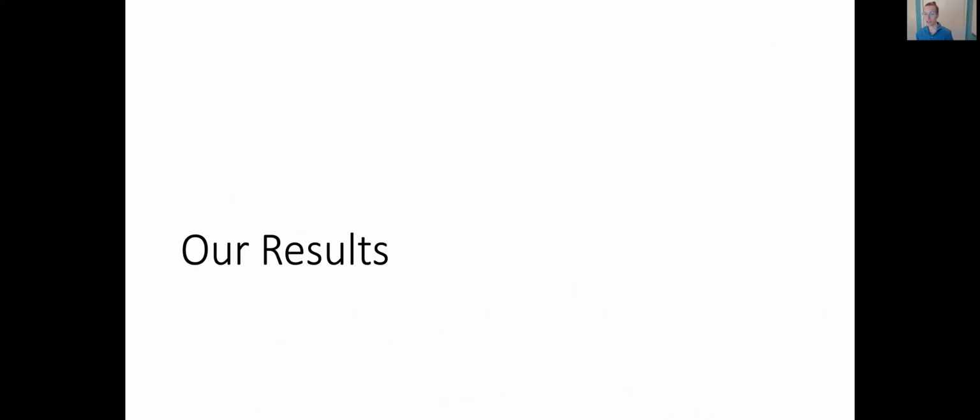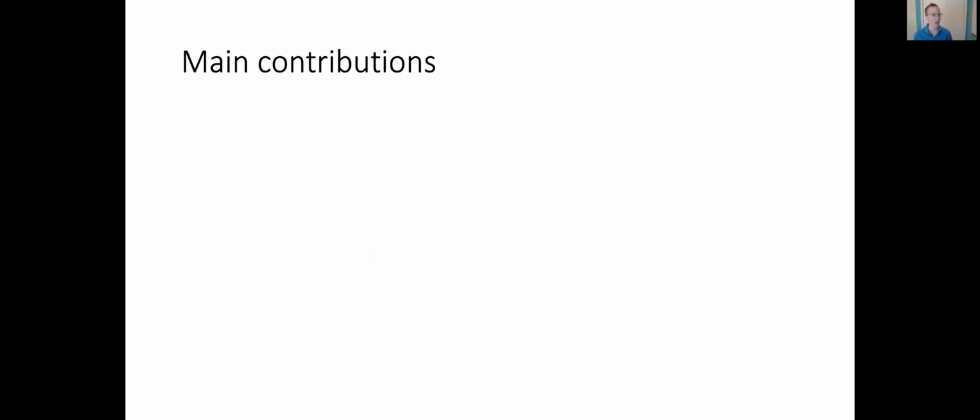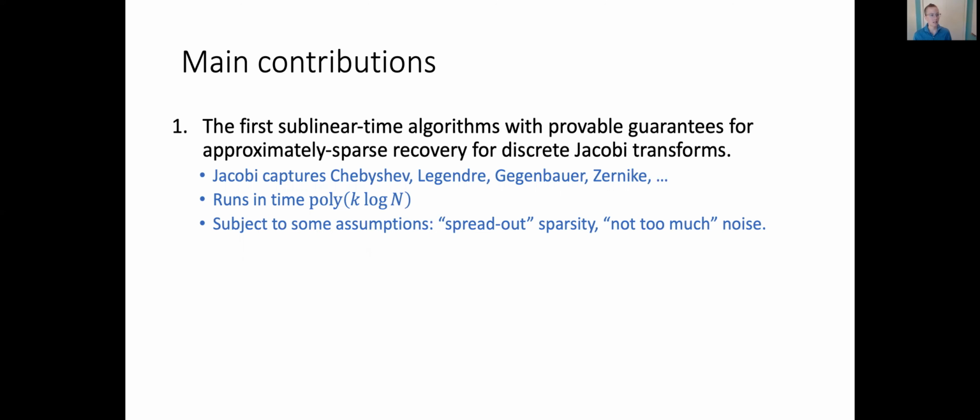So what are our results? I'm first going to list our contributions at a high level, and then I will go through and state slightly more formal theorem statements. The main contributions, there are 3 of them. The first is, like I said at the beginning, sublinear-time algorithms. Actually the first, as far as we know, sublinear-time algorithms with provable guarantees for approximately sparse recovery for discrete Jacobi transforms. Like I mentioned before, Jacobi polynomials are a really general class of orthogonal polynomials. They capture Chebyshev, Legendre, Gegenbauer, Zernike, and lots of other orthogonal polynomial families. So this is a very general class.